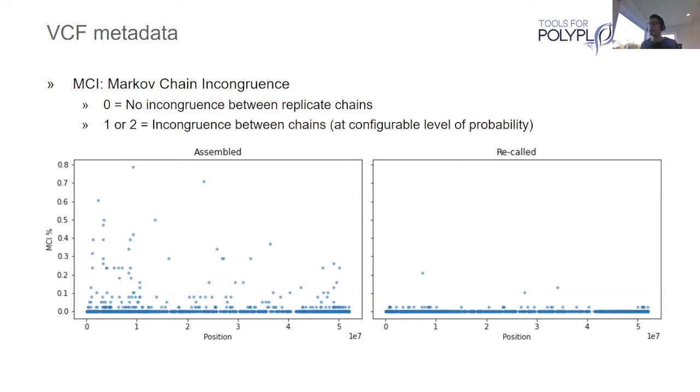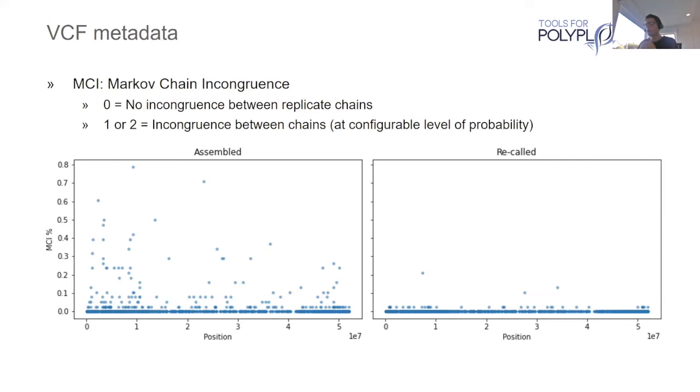So one of the parameters that we output in MCHap is this MCI tag, which stands for Markov chain incongruence. In this case, a value of 0 indicates that there was no evidence of incongruence, and a value of 1 or 2 indicates incongruence. There's a little bit of a difference there, but either way, it indicates incongruence.